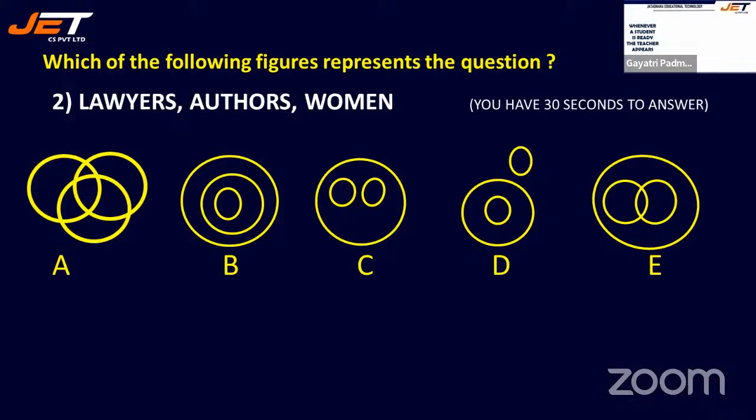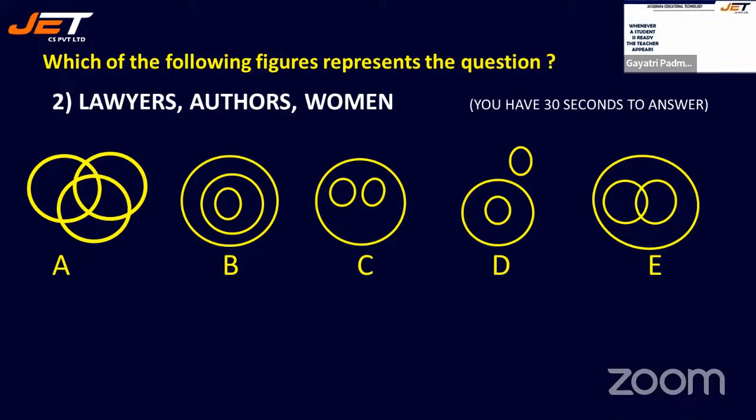All right, students. Yes. Now see the next one. Which of the following figures represents the question? We have lawyers, we have authors, and we have women. All right. So 30 seconds time is given to you all to solve this. Yes. Which is the correct option? Is it option A? Is it option B? Is it option C? Or is it option D or is it option E?